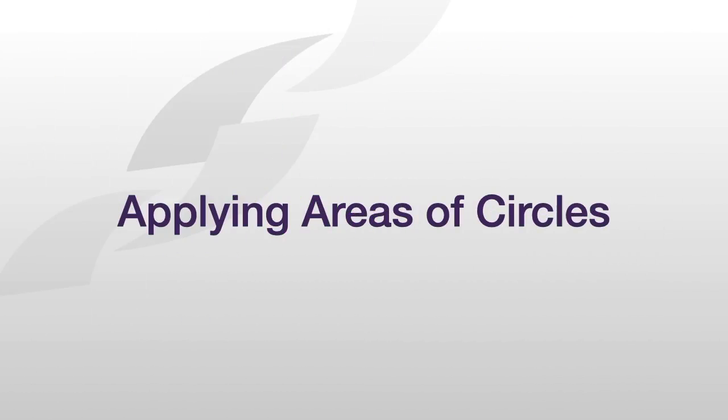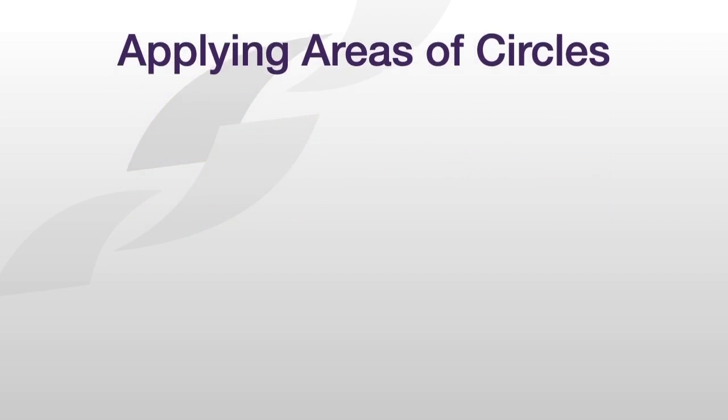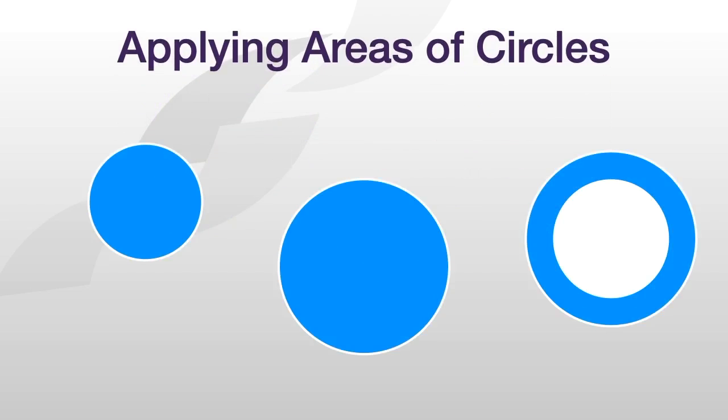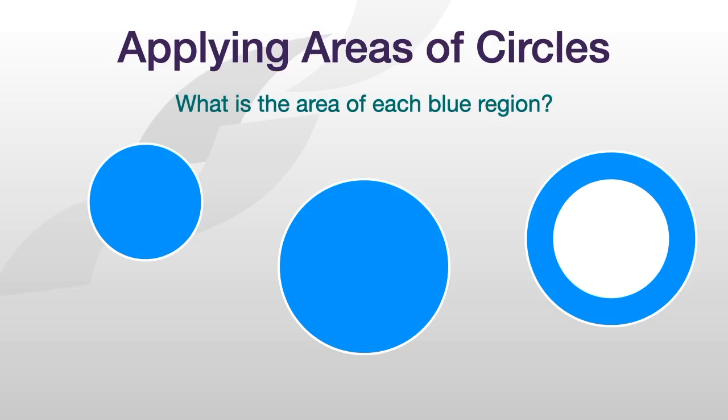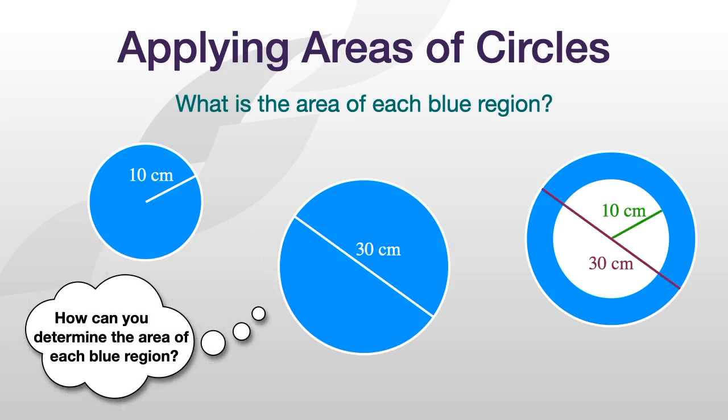Let's apply what we have learned about the area of circles with some problems. In this first problem, you are asked to determine the area of each blue region. To answer questions like these, we need to know some measurements. So let's say the first circle has a radius of 10 centimeters, the second circle has a diameter of 30 centimeters, and the third circle is a combination of the first two circles. How do you think you can determine the area of each blue region?